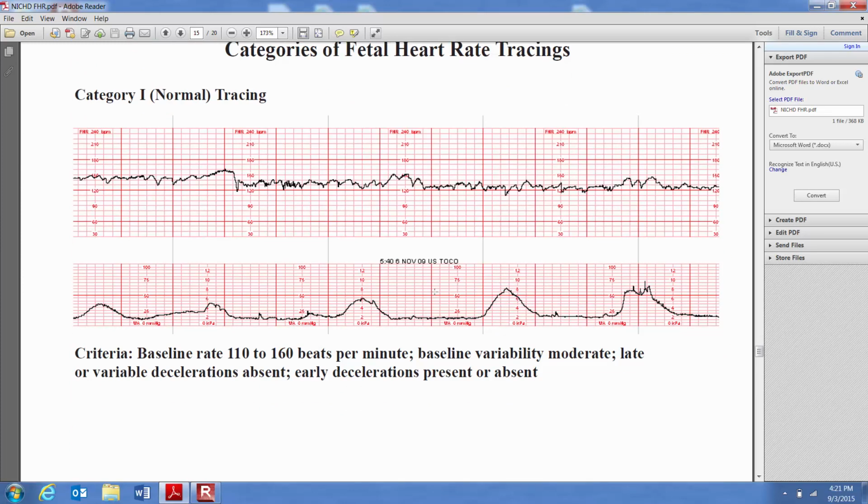So real quick, I know I'm taking a lot of time here. This is a category 1 tracing. If you remember category 1, we have to have a normal baseline. We have to have moderate variability. So we look here at our baseline, we draw a line through it, it's about 130, that's normal. Our variability, look, we've got lots of fluctuations here. They are greater than 6 beats. So we have moderate variability. That's the 2 things we have to have, okay? Accelerations are great, but we don't have to have those. What we can't have are any decelerations, and we do not. So this is category 1 tracing.